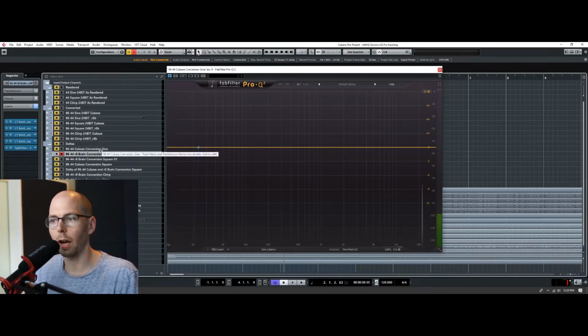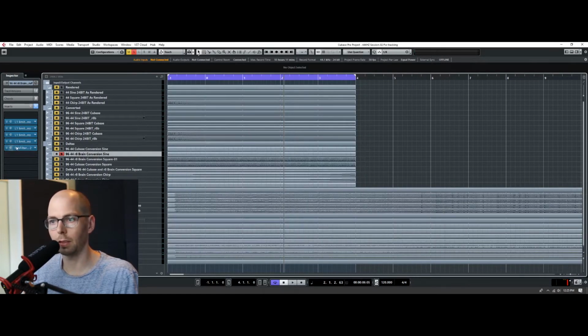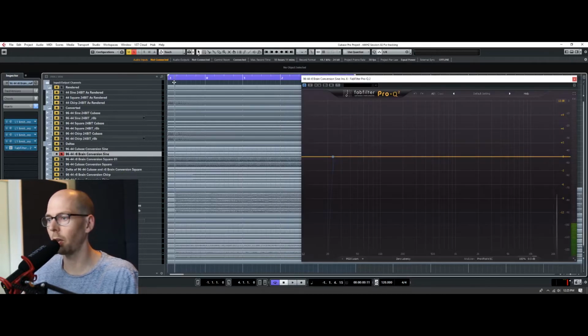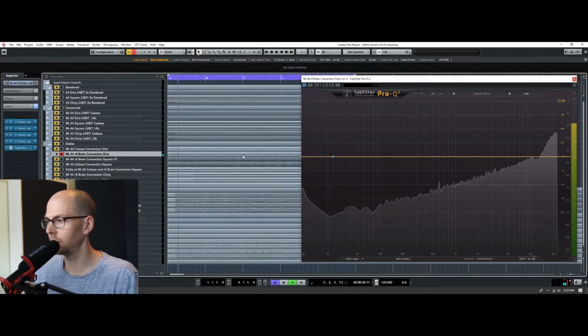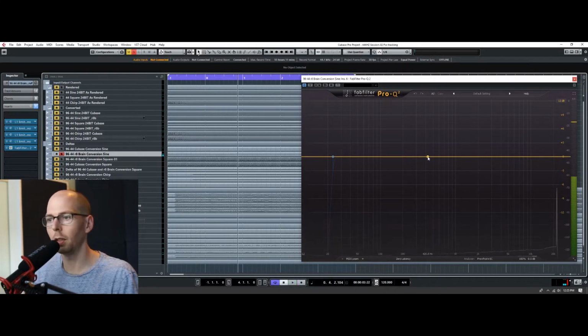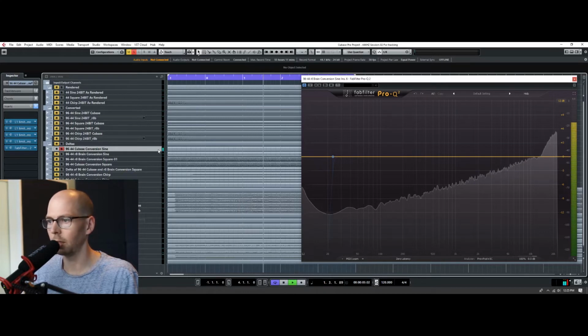Let's take a look at what happens if we do the R8Brain. I have the same exact setup. This is how the R8Brain conversion sounds. There's almost none of those sharp, stabby sound effects that we get like this, right? You hear all the ringing.